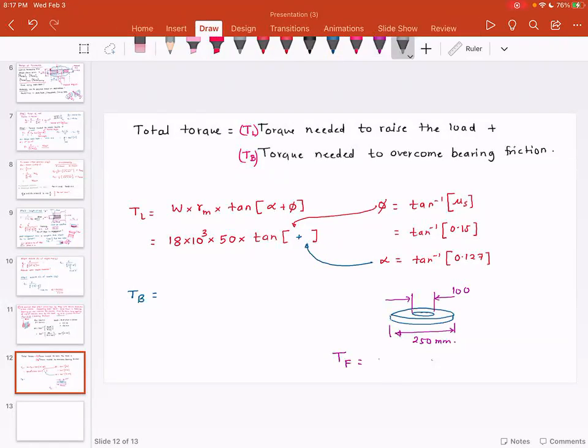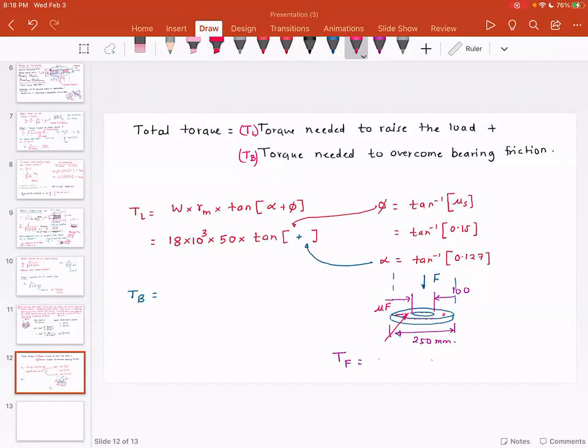So I would say the frictional torque is nothing but the mean radius multiplied by the frictional force. And here is the justification for that. Imagine that this thrust bearing is acted upon by some force, say F. Now I want you to visualize the frictional force that is going to be perpendicular to this F, that is going to be mu times F. And this frictional force will actually be distributed on this entire area.